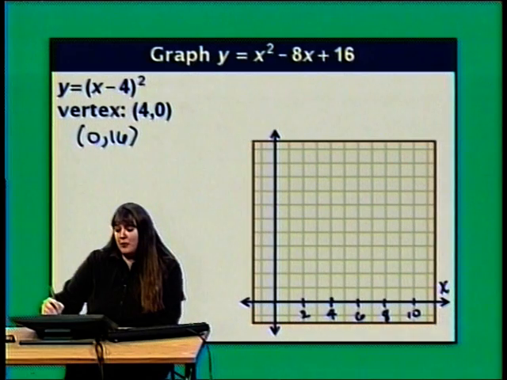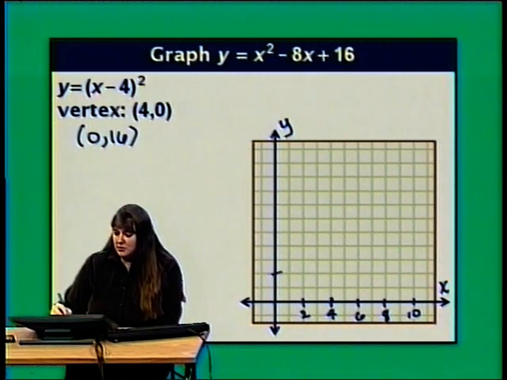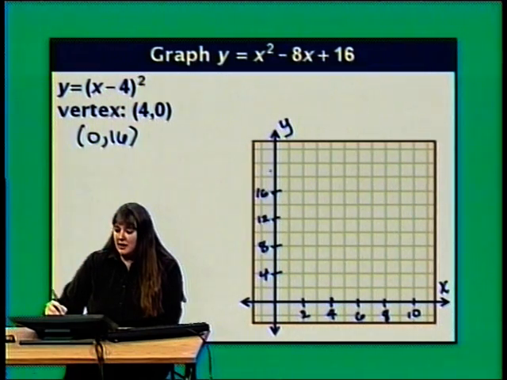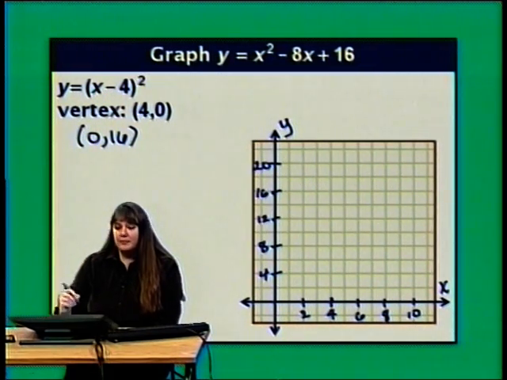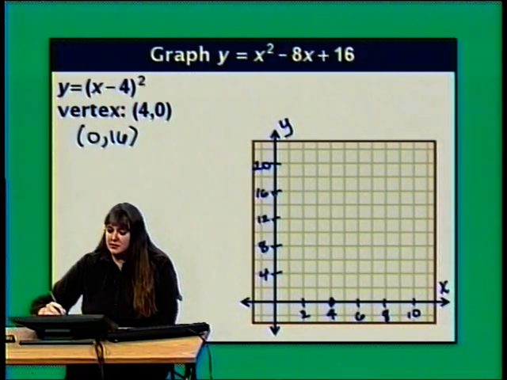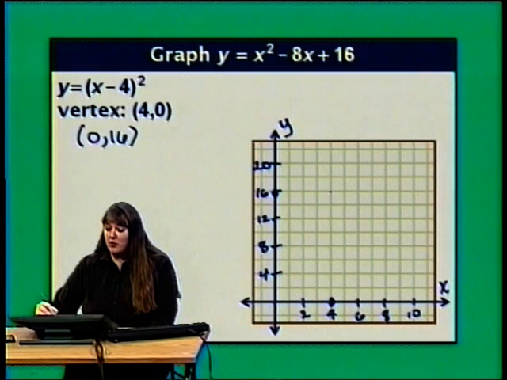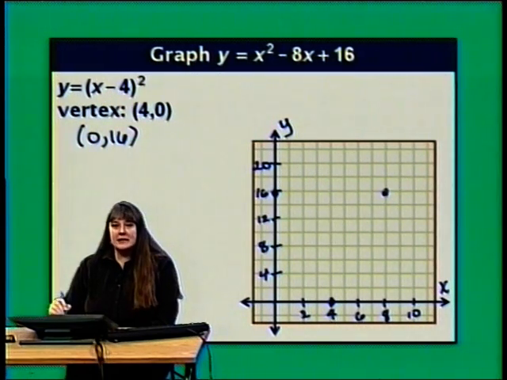Since I need to plot the point (0, 16), I'm going to choose a scale of 2 on the y-axis. So 2, 4, 6, 8, 10, 12, 14, 16, 18, 20. So I've got the point (4, 0). I've got the point (0, 16). Since my axis of symmetry is x equals 4, I can use symmetry to find another point with a y-coordinate of 16 that's going to have to be 4 units to the right of the axis of symmetry. That's going to be the point (8, 16).